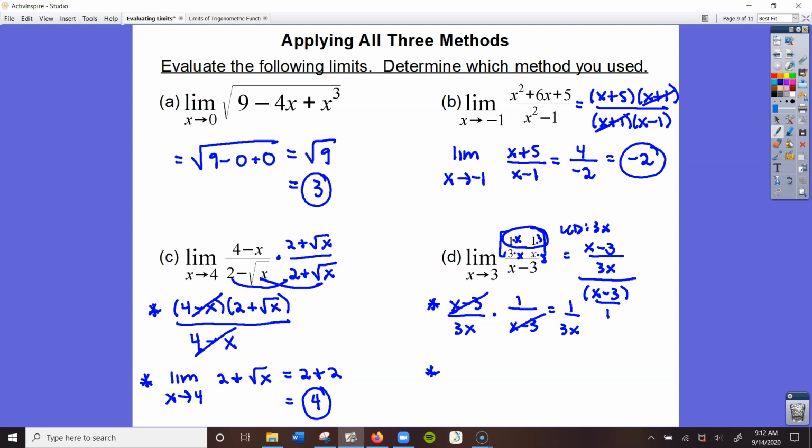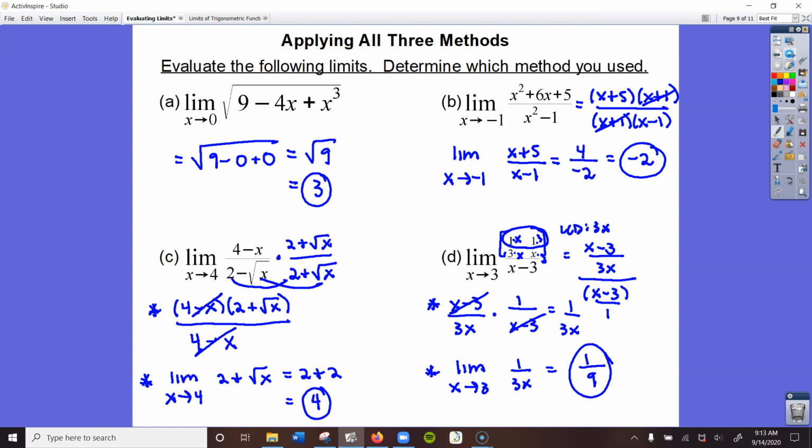Now I can rewrite my limit, the limit as x is approaching 3 of 1 over 3x, and I can plug in the 3 now. 1 over 3 times 3 is 9. And this would be my limit value.